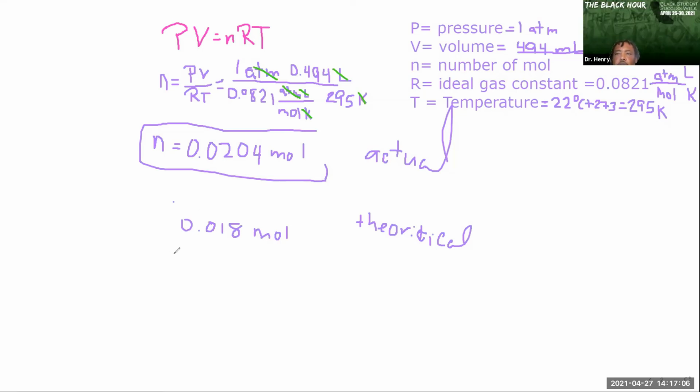The way that we calculate our percent yield, in this case, we're going to have a higher percent yield than we should, because it's actual over theoretical times 100. What do you guys get?